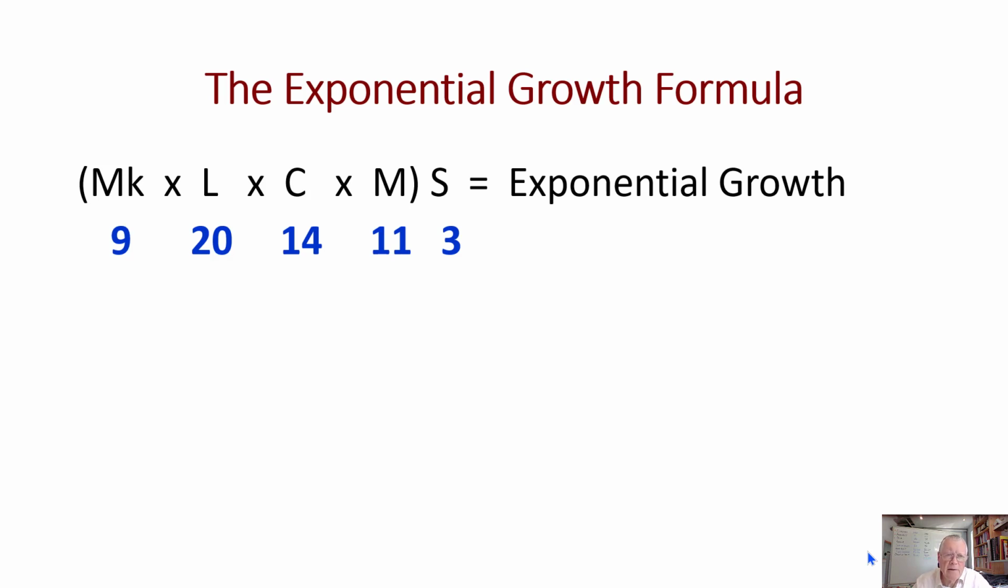L stands for generating more leads. There are 20 strategies I could show you there. 2 or 3 would work for most businesses. C stands for convert more leads. Again, 14 strategies I could show you there, but again 2 or 3 would work for most businesses. M stands for maximize how much you get from each customer or client. Again, there's 11 ideas there, but again 2 or 3 would work for most businesses.